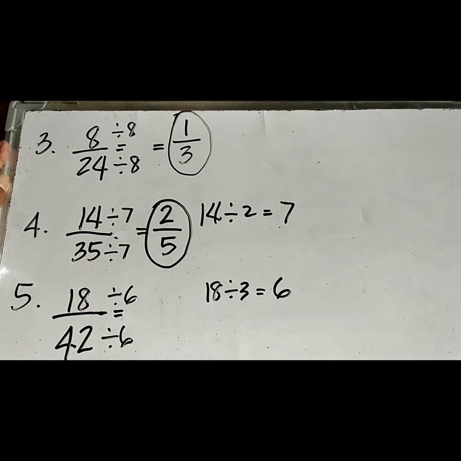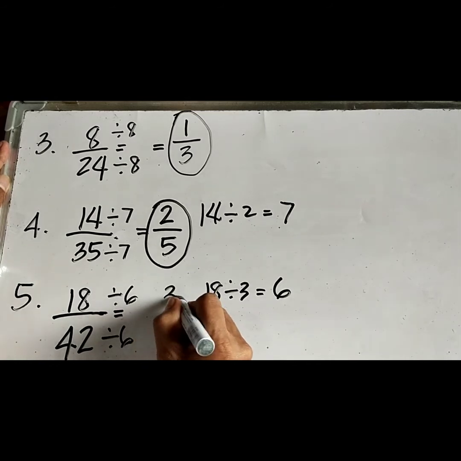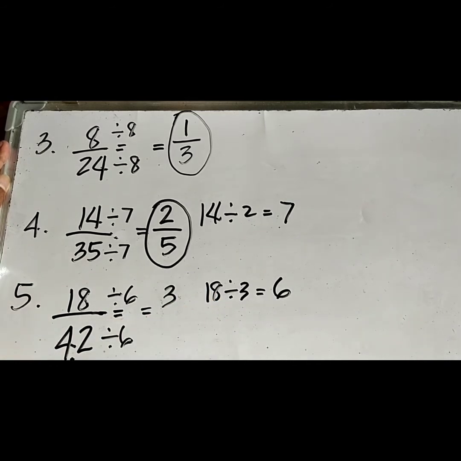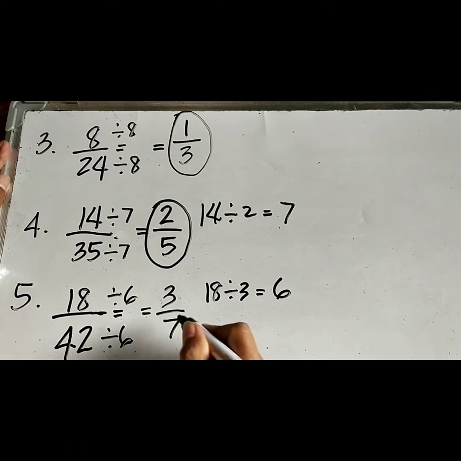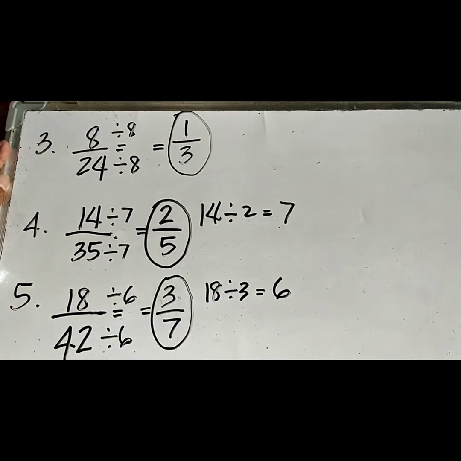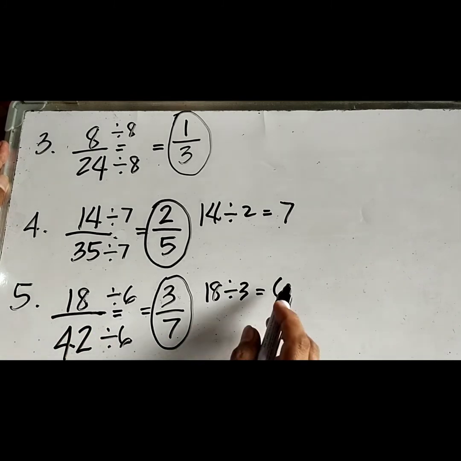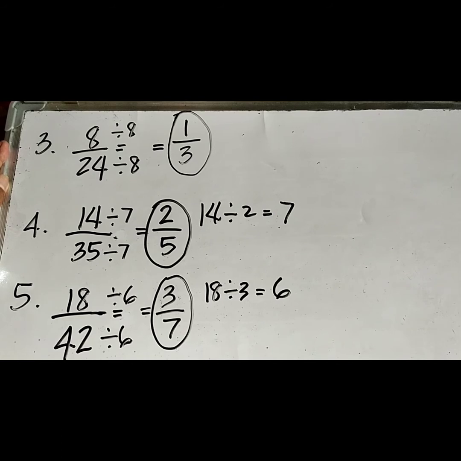Okay, so let's now divide. 18 divided by 6, we have 3. 42 divided by 6 will give us 7. So automatically, our answer after dividing by 6 will now be the fraction in the lowest term, because you used the greatest common factor. How did you get the greatest common factor? I started dividing it by 2, by 3, then we got 6 as our common divisor.